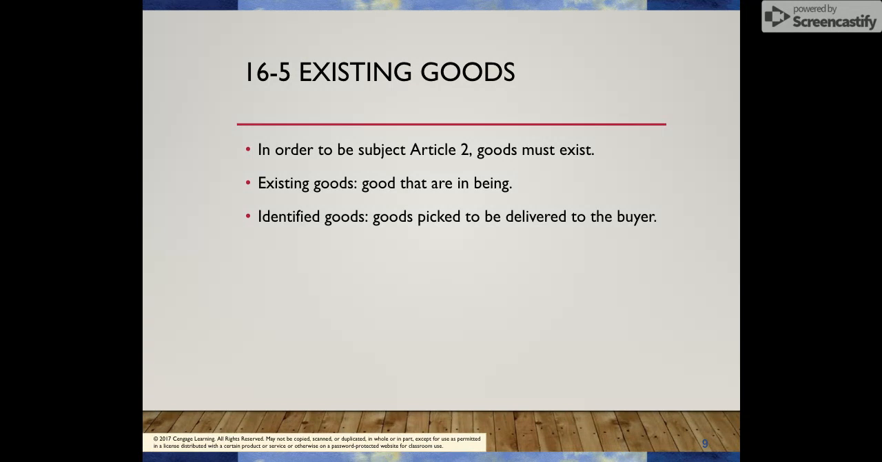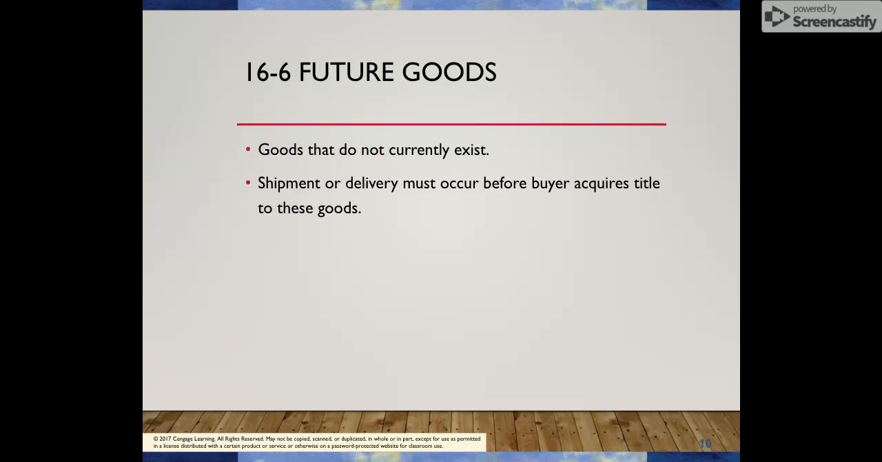When it comes to existing goods, in order to be subject to Article 2 within the UCC, the goods must exist. Existing goods are goods that are in being, already there. It's not on the manufacturing site, not currently being produced, but something that is already physically able to be sent to you or bought and just taken away. That's what an existing good is. Identified goods are goods picked to be delivered to the buyer, the specific ones that are going to that buyer.